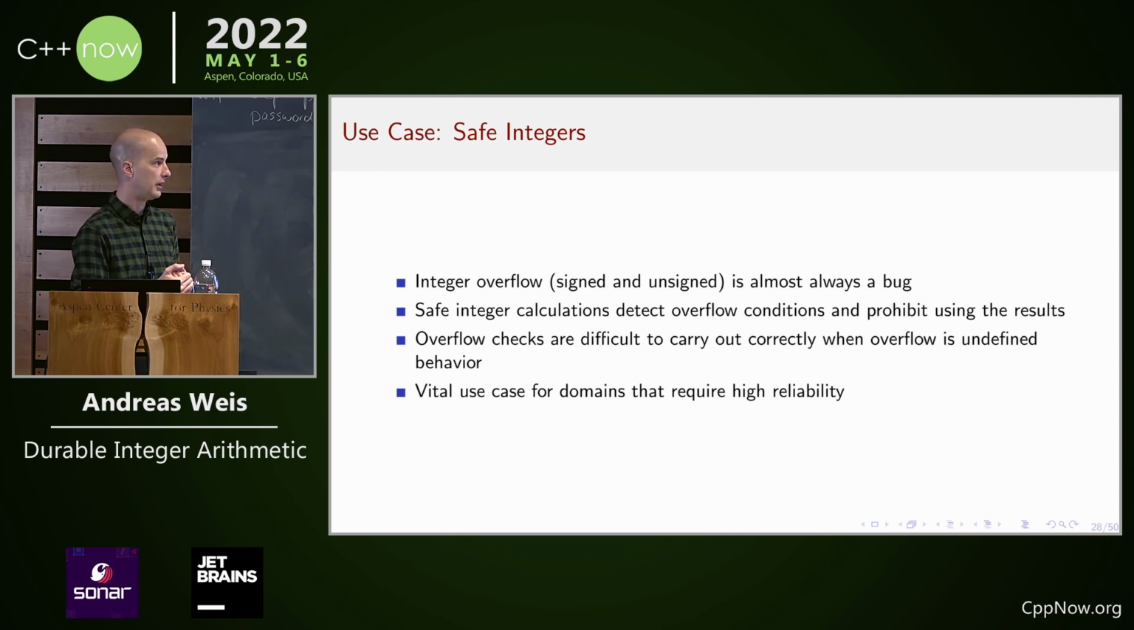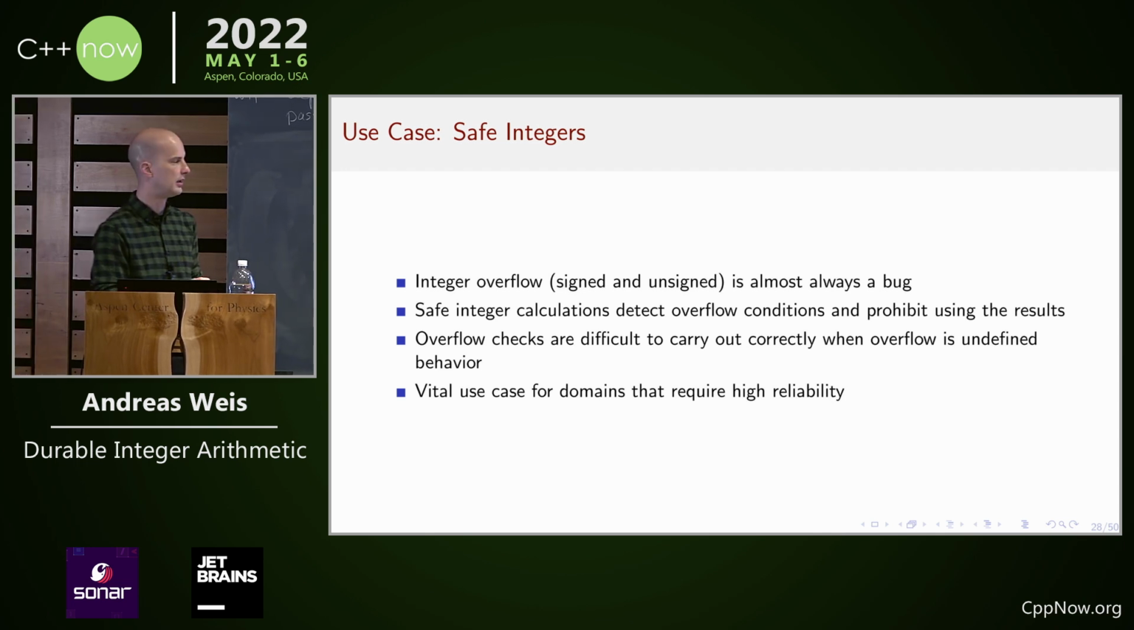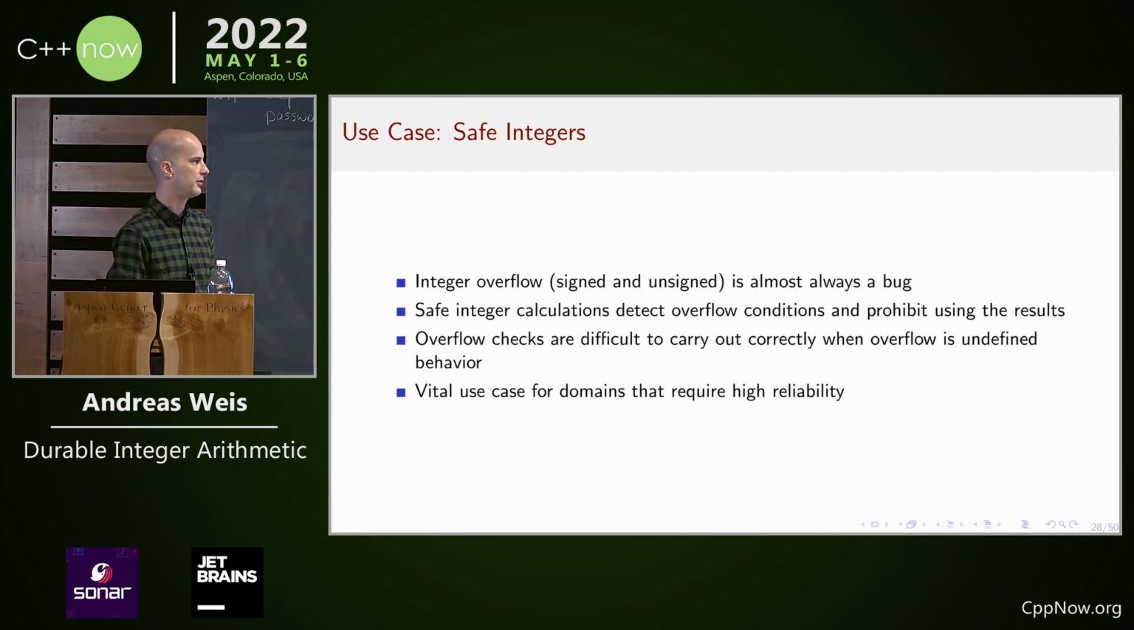And even if it's not a bug, I probably cannot accept loss of information in these cases, right? I cannot just silently wrap around. That usually does not make sense in the context of the program logic. So the idea behind safe integers is simply to say, if an overflow condition occurs, detect it and prohibit the program from just going on.